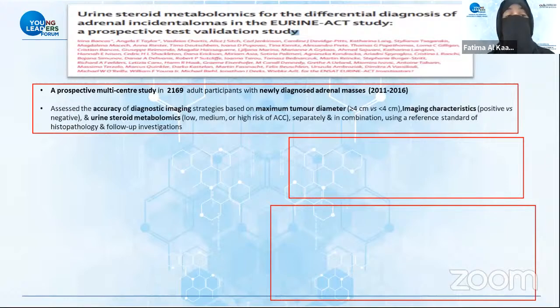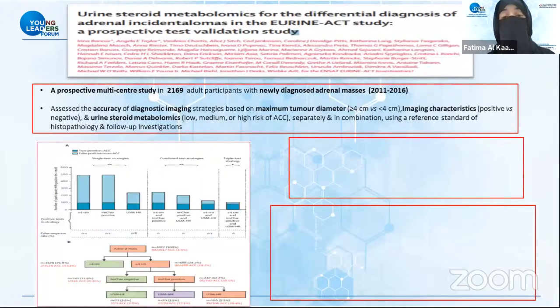They assessed the accuracy of the diagnostic imaging strategy based on maximum tumor diameter of more than or equal to 4 centimeters versus less than 4 centimeters, image characteristics, and urine steroid metabolomics, low, medium, and high risk of adrenal cortical carcinoma, separately and in combination, using a reference standard of histology and follow-up investigation.